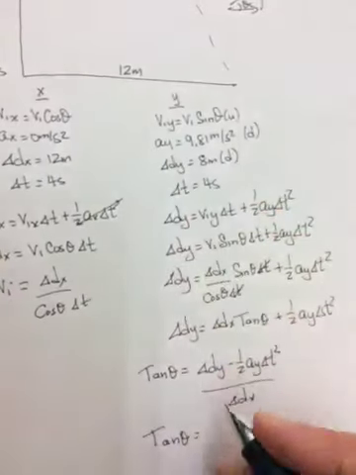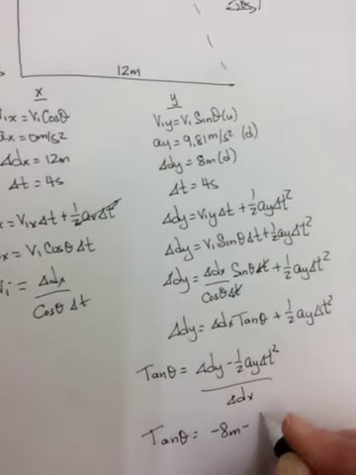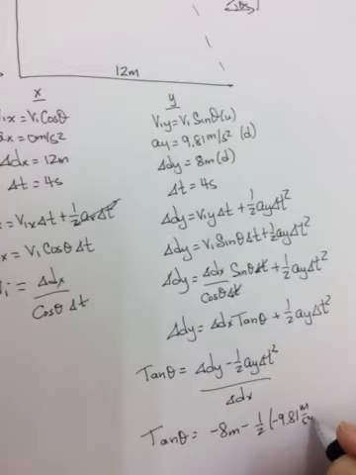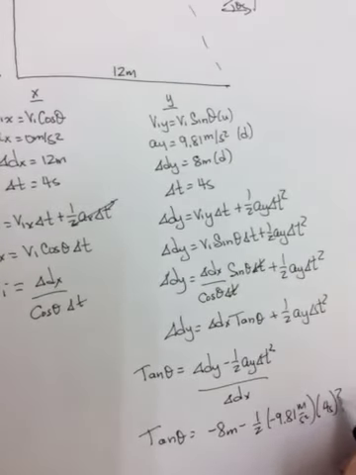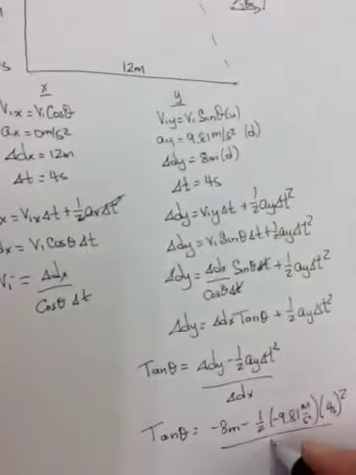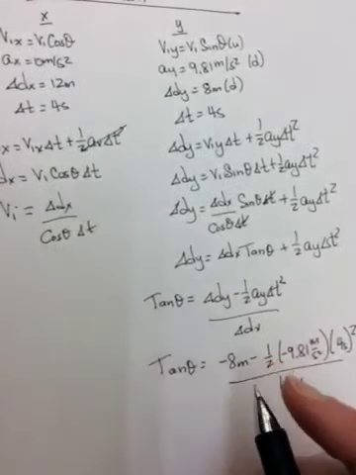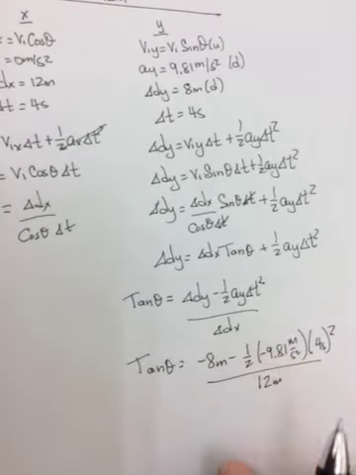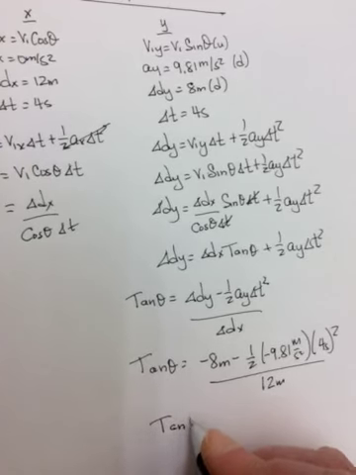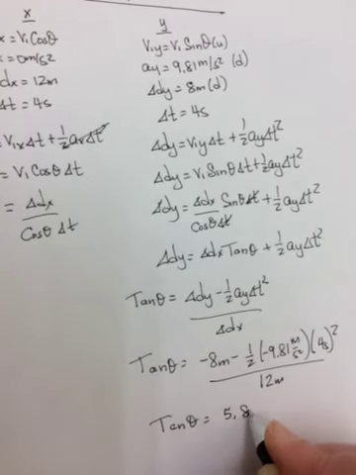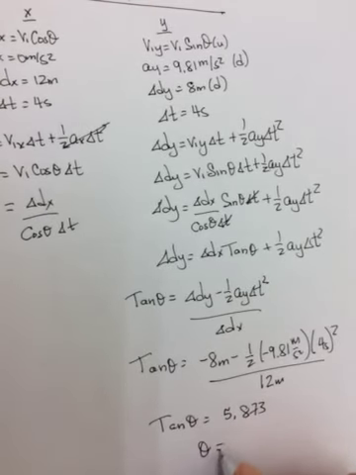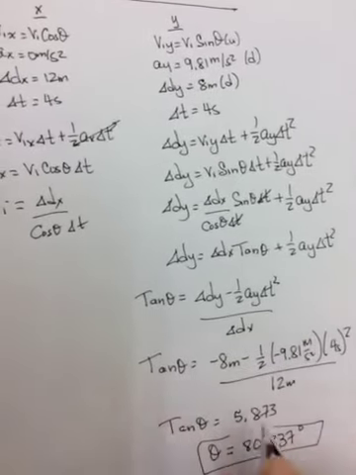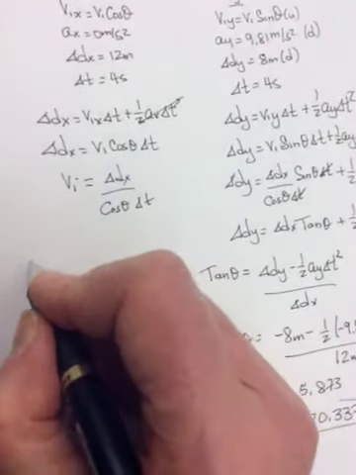The delta dy is 8 meters down, so negative 8 minus 1/2 negative 9.81 meters per second squared times 4 seconds squared over 12 meters. Okay? And so the first term is negative, but this second term, 16, will end up being positive. So you'll get tan theta is equal to positive 5.873. Do inverse tan and get theta to be 80.337 degrees. So you kicked it pretty steep.